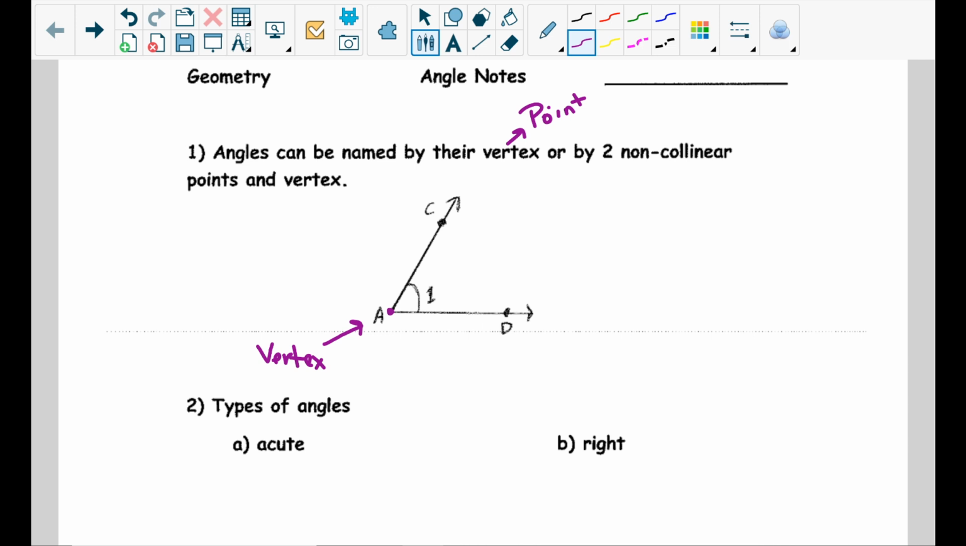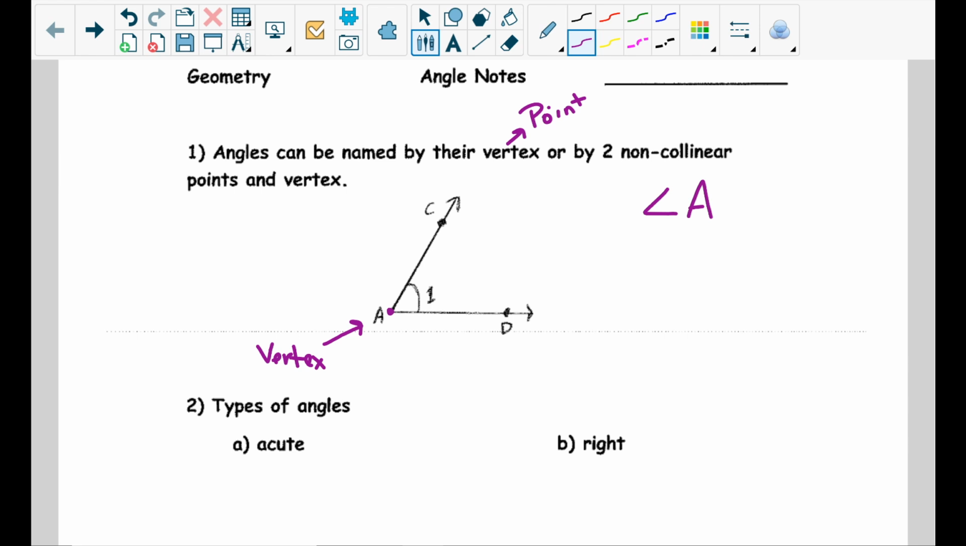So I can name this angle because there's only one angle there. I can say angle. Okay, that's our symbol for angle. Anytime we write an angle, we need to put the symbol A. And when we write these, they're always capital letters here. So angle A.